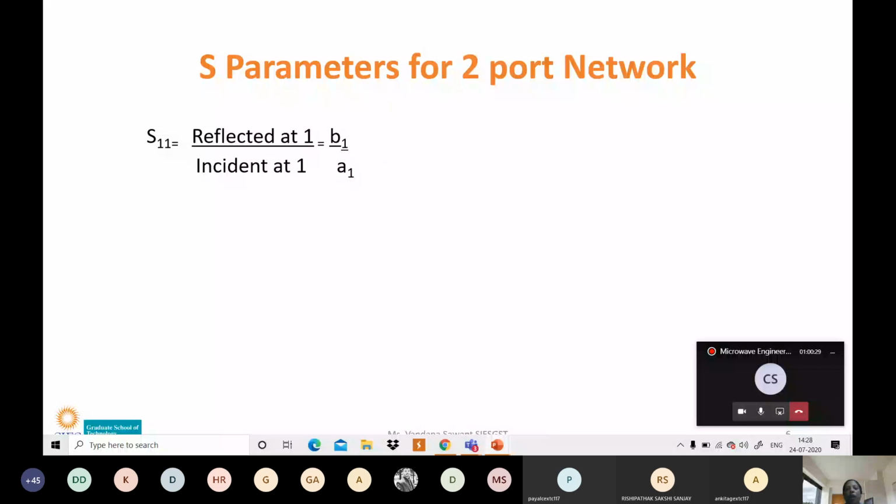Then for S12, the first number is 1, so the back reflected signal is at port 1, which is B1. The second number is 2, that means the incident signal is at port 2, which is A2. So S12 is equal to B1 upon A2, right?